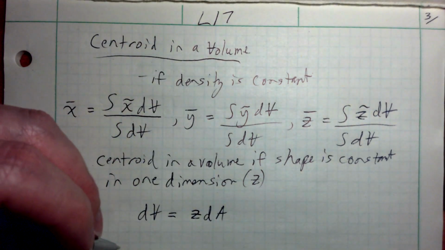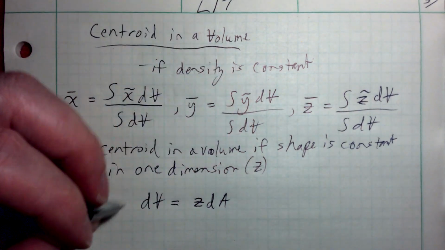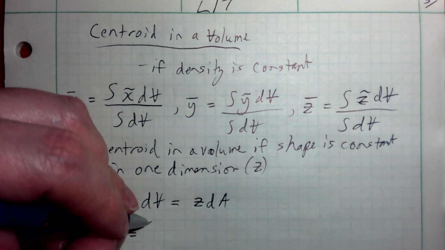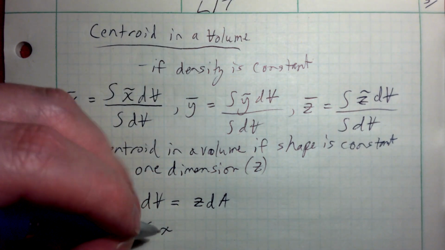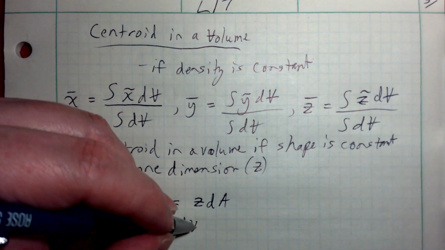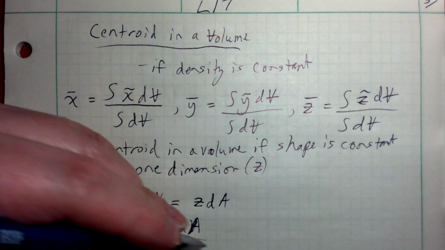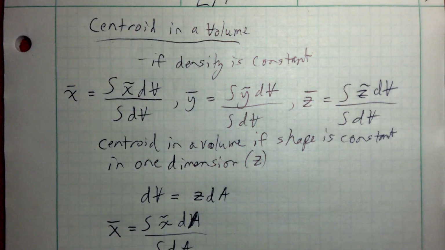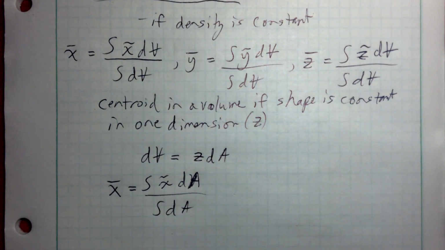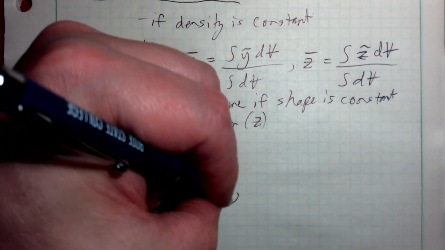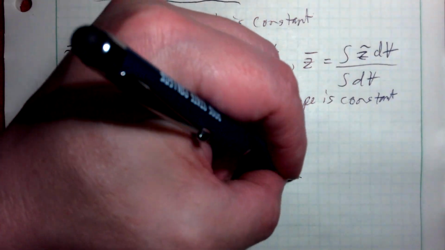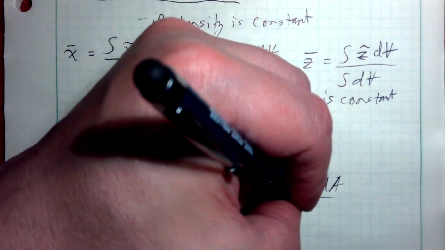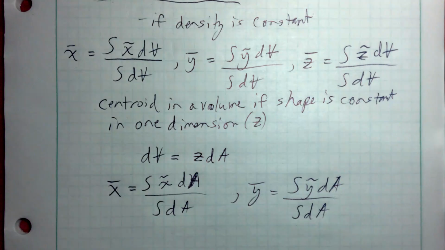And then really I'm not so worried about the z location anymore. I'm just worried now about x and y, so I can find x bar as the integral where I take the x location of every differential area, divided by the integral dA, the total area. And I can find the y bar location. It's going to be the integral of the y location of every differential size area divided by the integral dA, the total area.